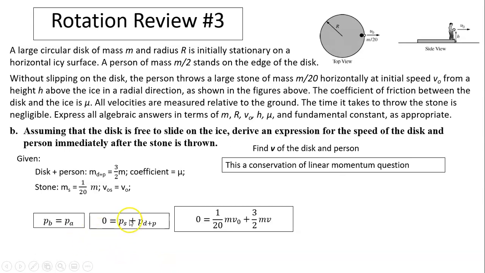Total linear momentum after is the stone's momentum plus the momentum of the disk and the person. The stone's momentum is its mass times its velocity. The disk and person's momentum is their mass times their velocity. So from here you can figure out the velocity of the disk and the person is negative 1/30 times v0. This negative means the disk and the person are moving in the opposite direction as the stone.